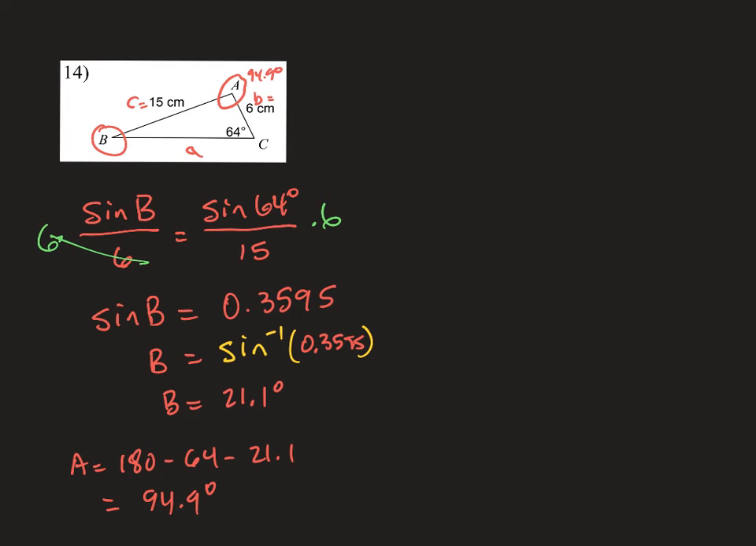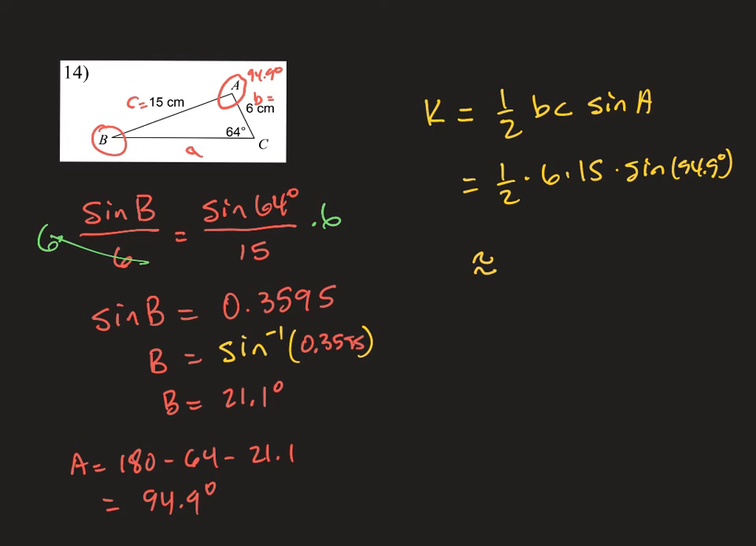All right, we did all that just so we could use our area formula. Remember that K for area equals 1/2. This time we need the formula with the B and the C, so we're going to do BC sine of A. That's the formula we're going to use from the first slide. When we put the numbers in, we get 1/2 times 6 for B times 15 for C, and then the sine of 94.9 degrees. We'll crank that out on the calculator, and that is approximately 44.8 square centimeters.